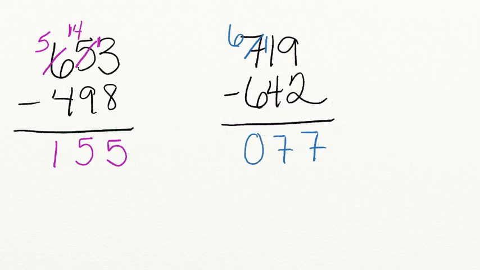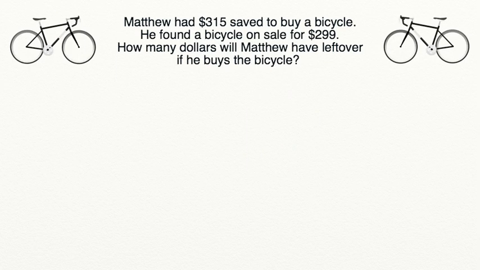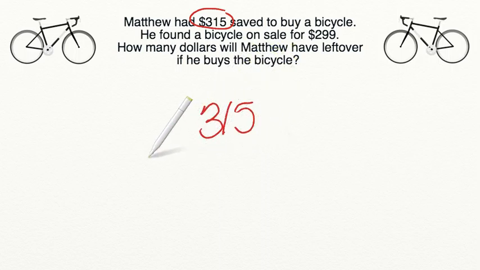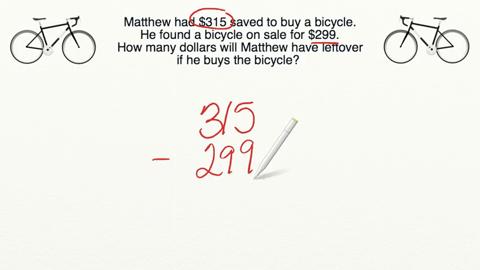Great job! Let's walk through a word problem together. Matthew had $315 saved to buy a bicycle. He found a bicycle on sale for $299. How many dollars will Matthew have left over if he buys the bicycle? Well, if we know he's starting with $315, we're going to put our larger number on top, 315, and then we're going to subtract the $299 that he spends on the bicycle.